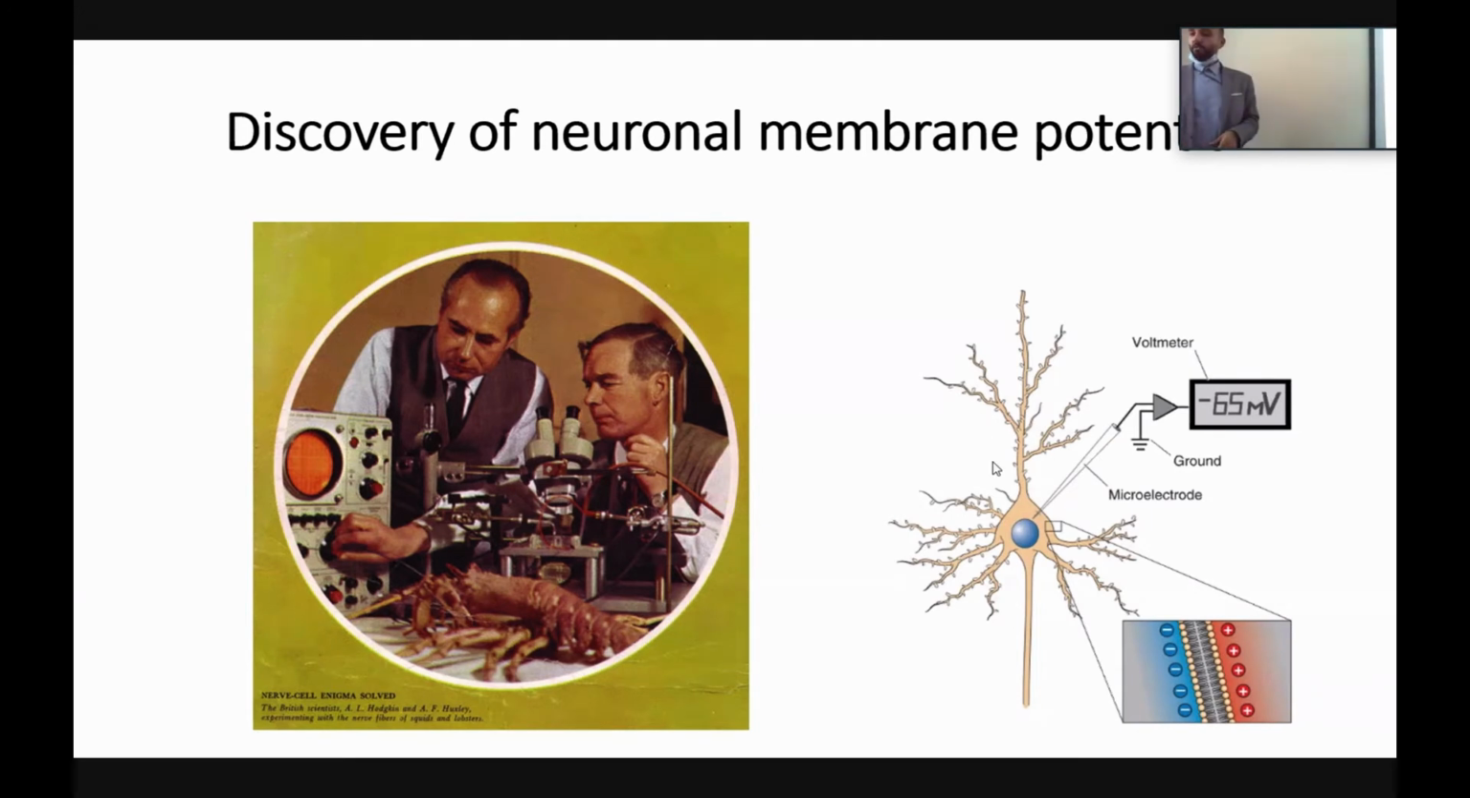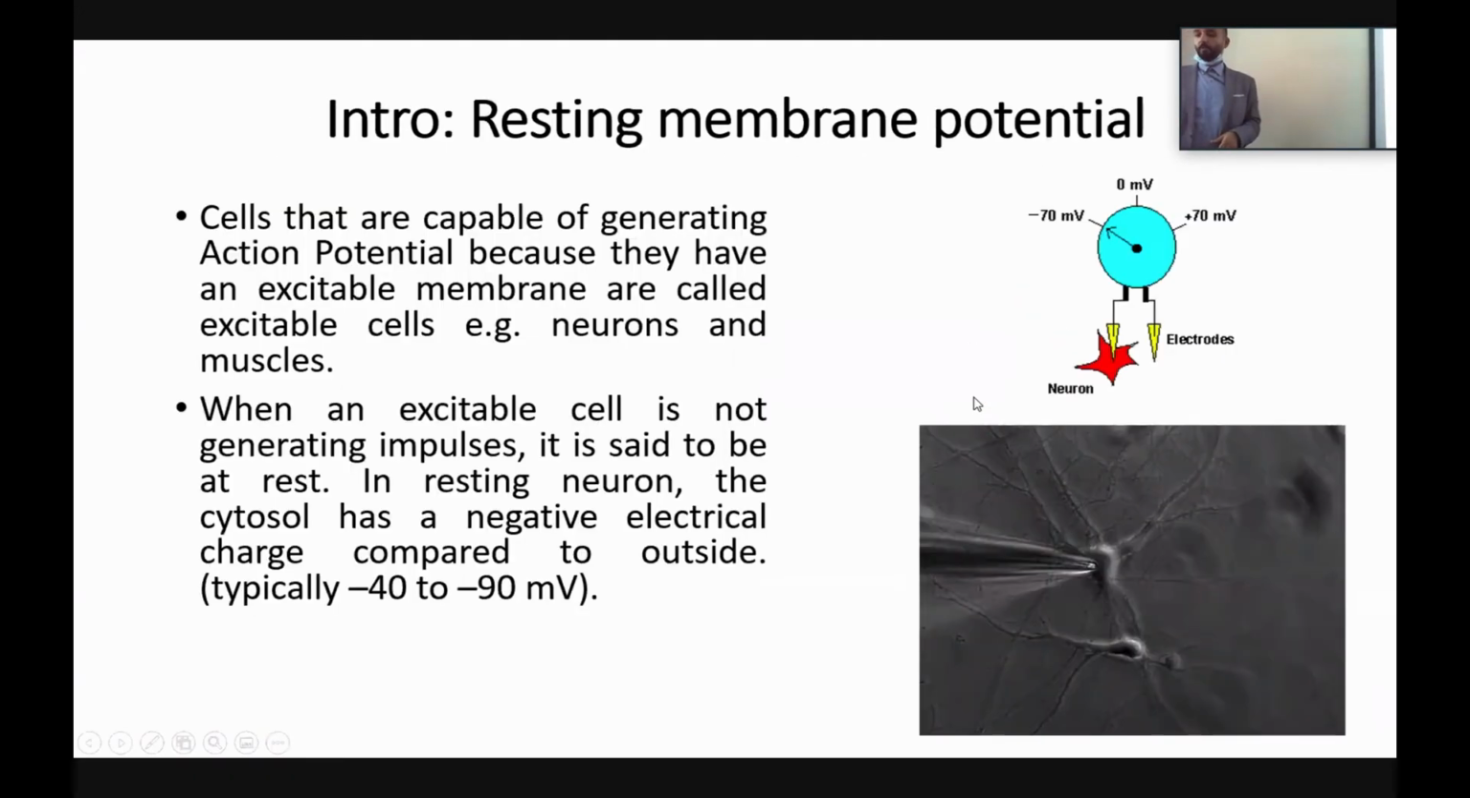And so these types of cells are said to be excitable, including neurons and muscles. While at rest, when they are not excited, they have a resting membrane potential. The resting membrane potential usually corresponds to negative 40 millivolts to negative 90 millivolts.